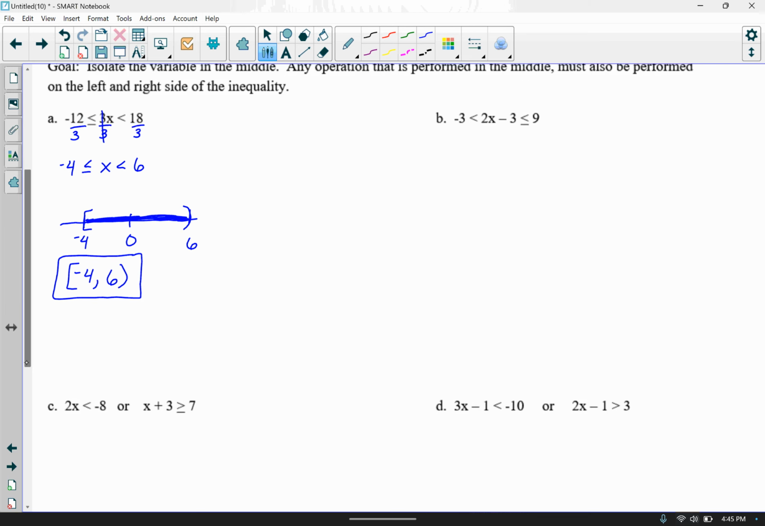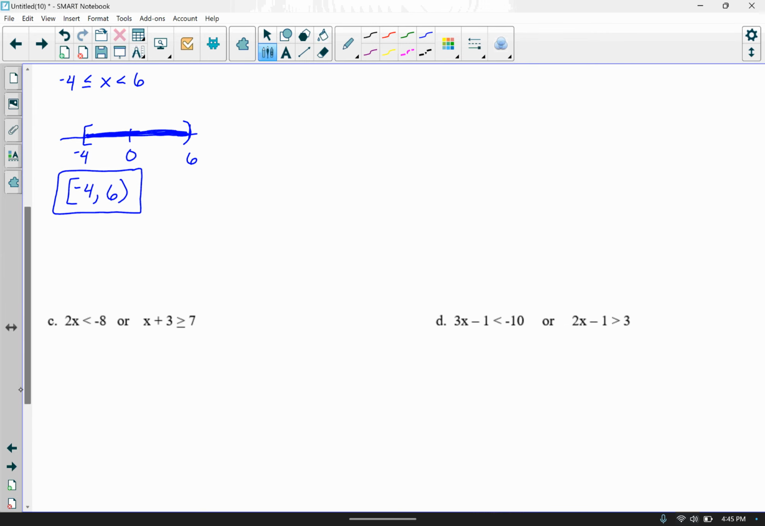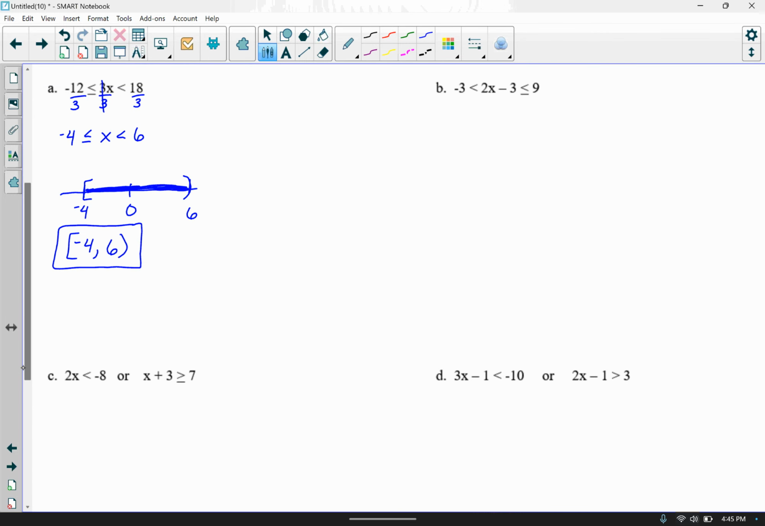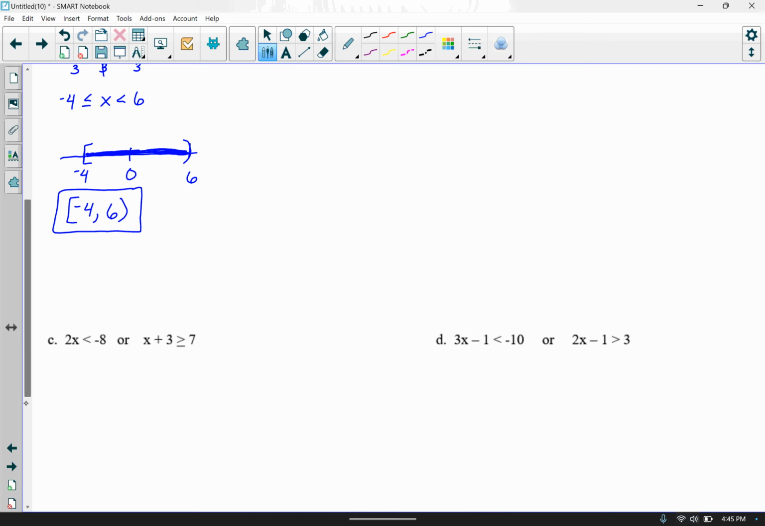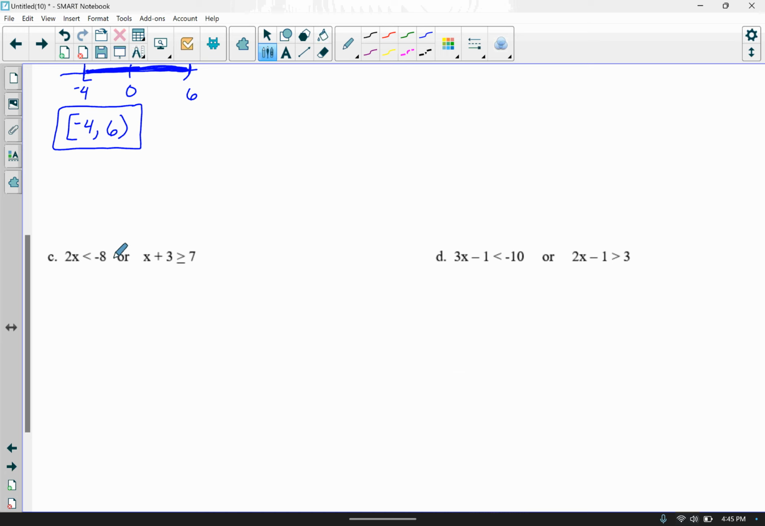All right, and we'll scoot on down. Let's do C here together. C is another example of a compound inequality. B will be exactly like the one we just did there. You want to get closer and closer to getting that x all by itself. Okay. In letter C here, this is another compound inequality. It's just separated by the word or. So what that means is we'll solve the inequality on the left, get an answer, solve the inequality on the right, get another answer, and graph them on the number line.